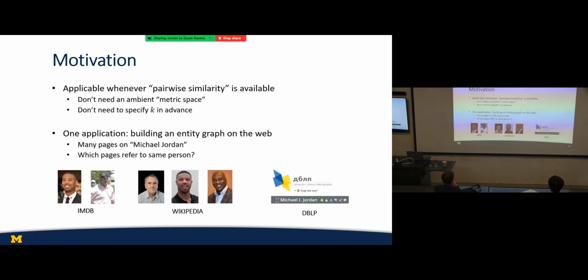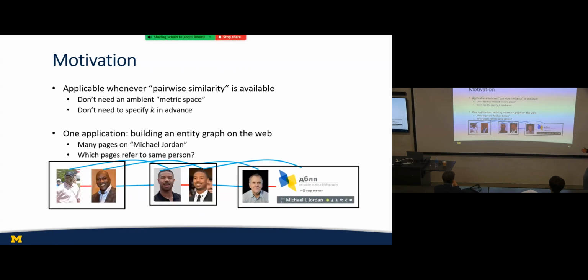One cute application is building an entity graph on the web. If you go to the internet, there are many pages of Michael Jordan hosted by different websites. One can ask the question: there are, say, 6 pages, but of course some of them refer to the same person. How do we figure this out? One way to do it is to run a pairwise classifier between each pair of pages, and then do the correlation clustering.